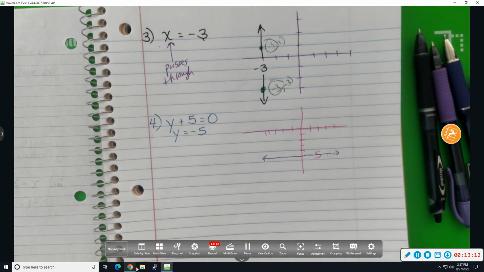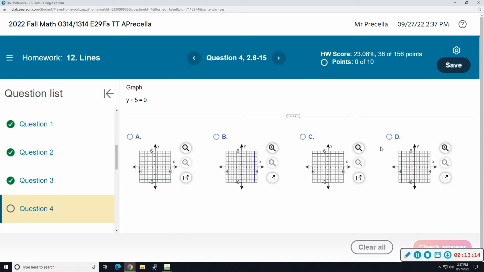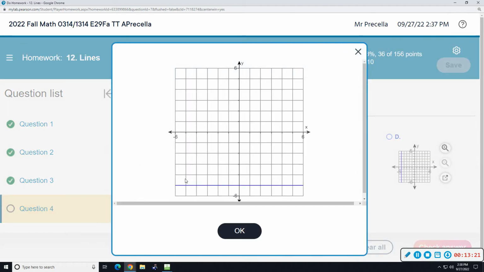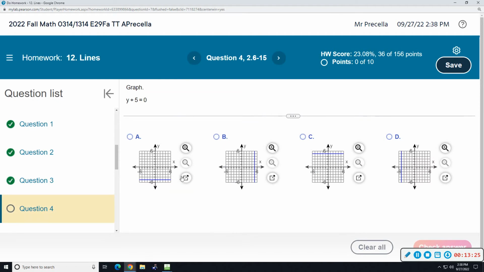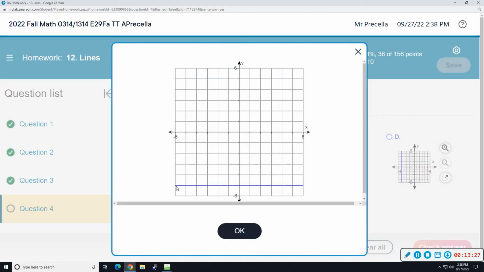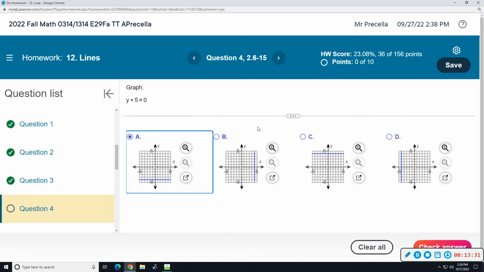I better check the correct response. Let's see, which one was it? A? Is it A? Let's see, pop it out. Is that it? I can't see it. I didn't see the blue line. It's right down here. Okay. Any questions there?